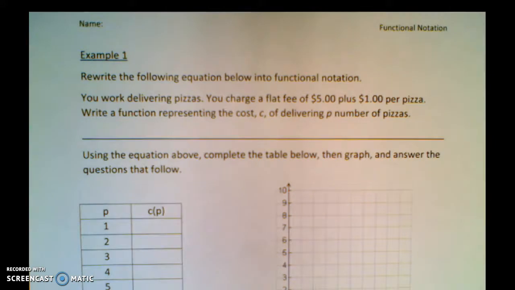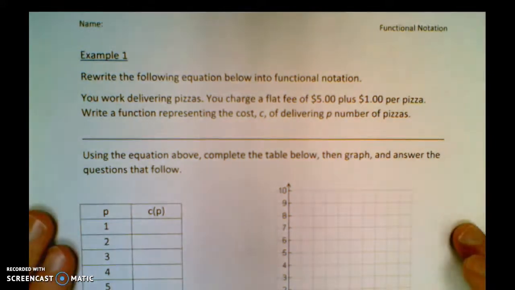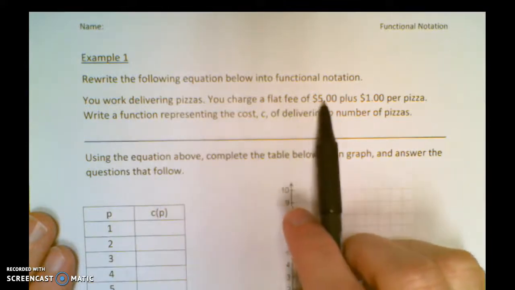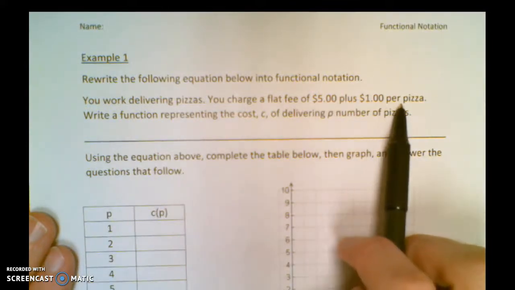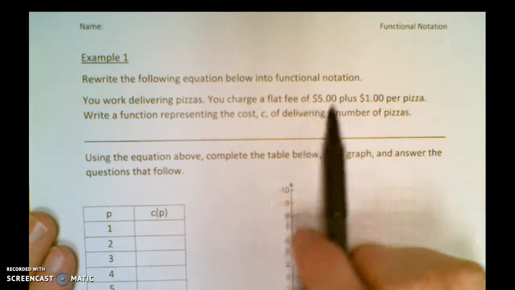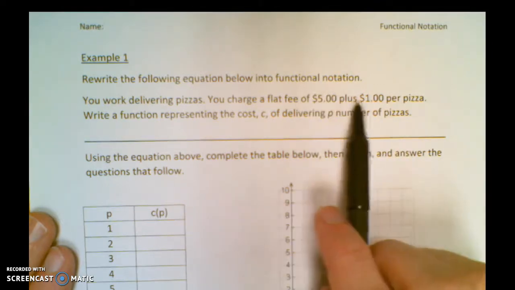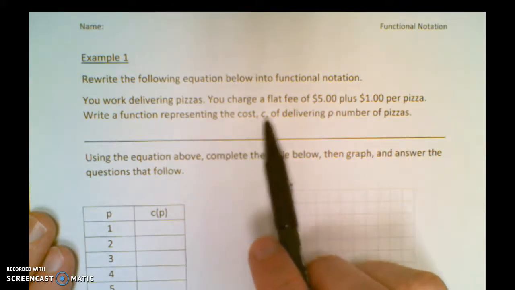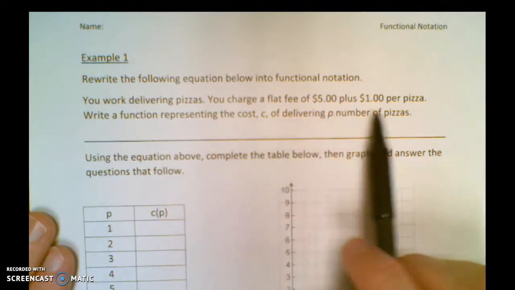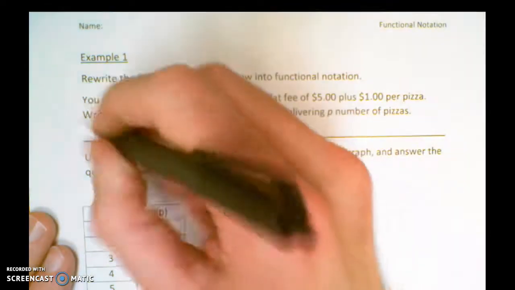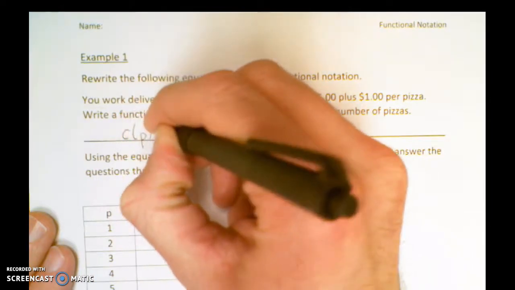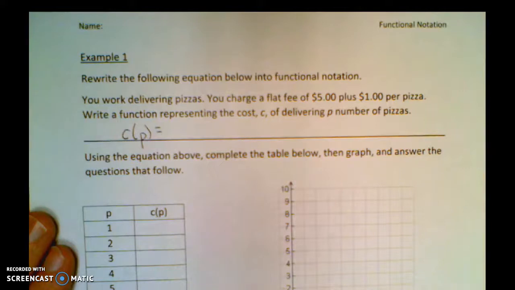So let's rewrite the following equation into functional notation. Let's say you work delivering pizzas. You charge a flat fee of $5 plus $1 per pizza. So if you deliver pizza, you're getting $5 and then $1 per every pizza that you deliver. Let's write a function representing the cost, c, of delivering p number of pizzas. So c represents your cost. P is my input variable because that is the independent. The cost depends on the number of pizzas you sell.